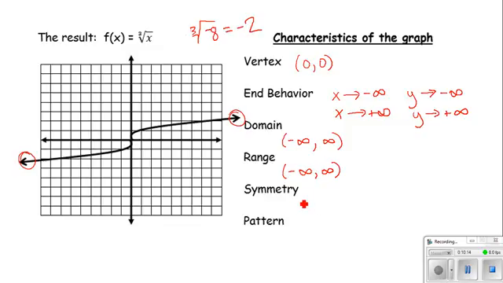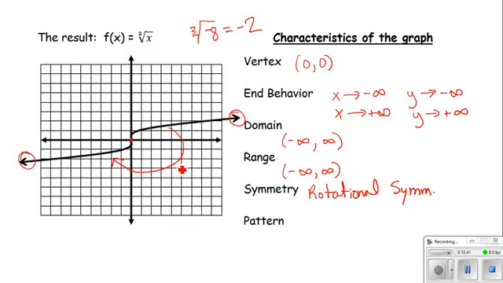It has a rotational symmetry, but it doesn't have a folded in half symmetry. But if we take it at the vertex and rotate it, it would line up with itself. So it does have rotational symmetry when we talk about our transformations. And it also follows the same pattern as the cube and the square, but turned on its side.